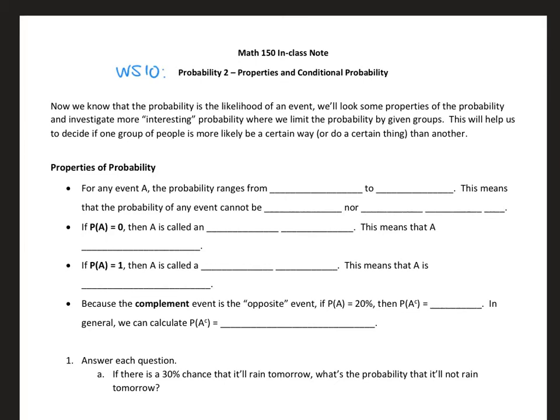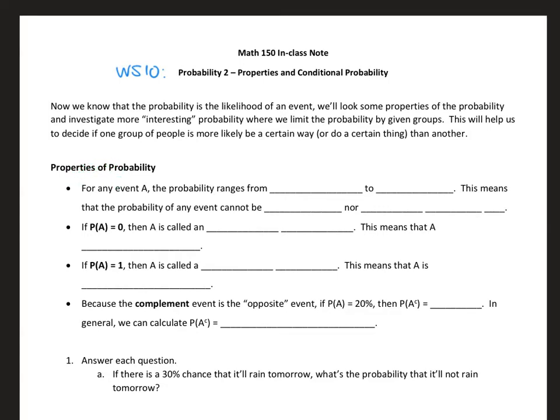Properties and conditional probability. So now we learned the probability is the likelihood of an event. We're going to look at some properties of probability and investigate a more interesting case where we limit the probability by given groups. This will help us to compare different groups and see which group is more likely to do certain things or act a certain way than another group. All right, so let's get some properties.